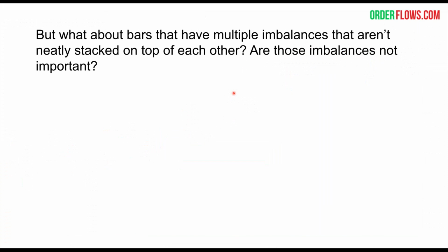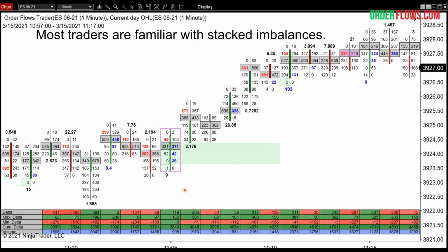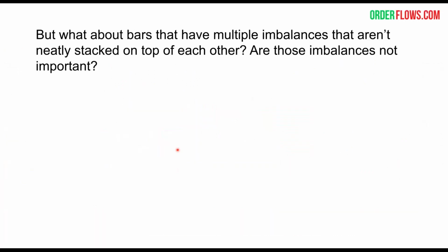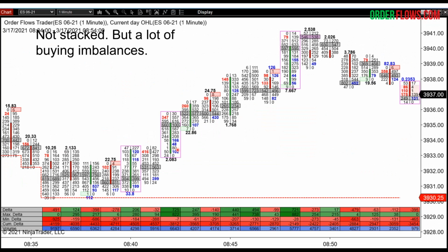Now, while stacked imbalances are nice, there's also bars that have multiple imbalances that aren't neatly stacked on top of each other. Are they not important, right? Yeah, it's very easy to see optically a stacked buying imbalance, right? Or a stacked selling imbalance. But there's going to be bars where they're not neatly stacked on top of each other, right? The market isn't always neat, right? It's messy at times, but that doesn't mean that a bar that has many buying imbalances isn't as important as a bar that has a stacked buying imbalance, right?